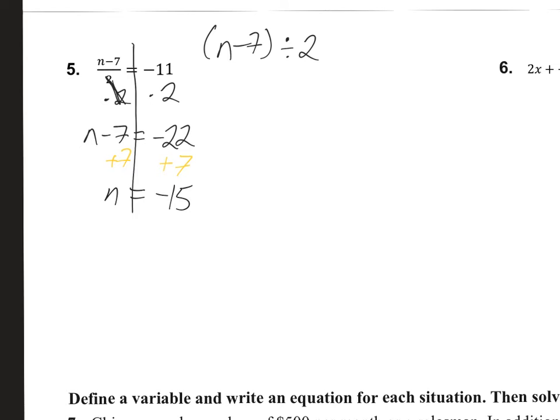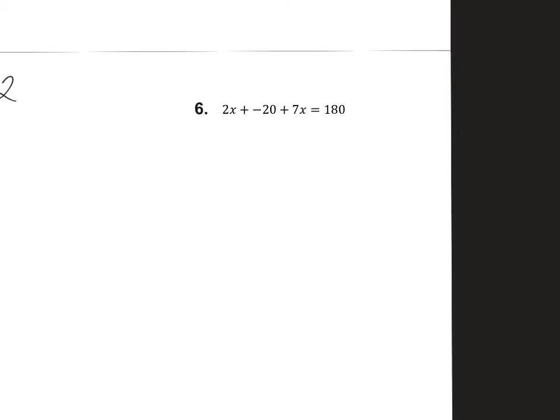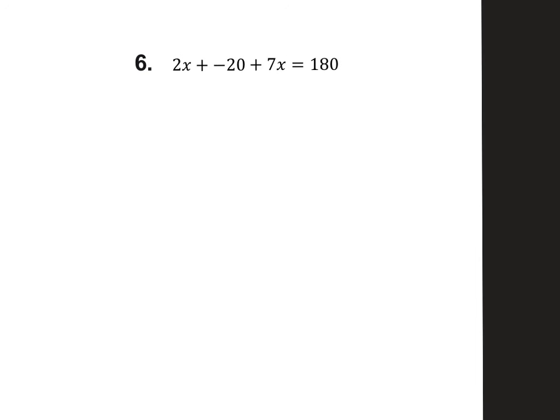Cool. Now we're going to double check that. So I'm going to plug in -15 minus 7 divided by 2. -15 minus 7 is -22 divided by 2 is -11. So we're good. It worked. Okay, I want you to take the next couple of minutes and try the last one.